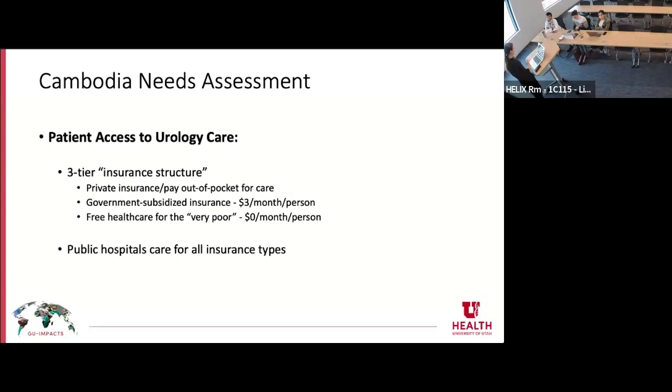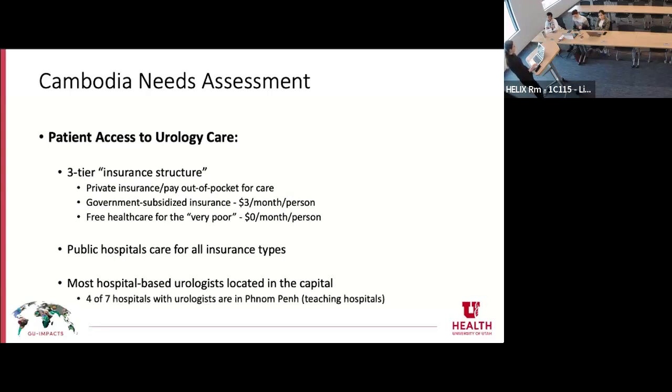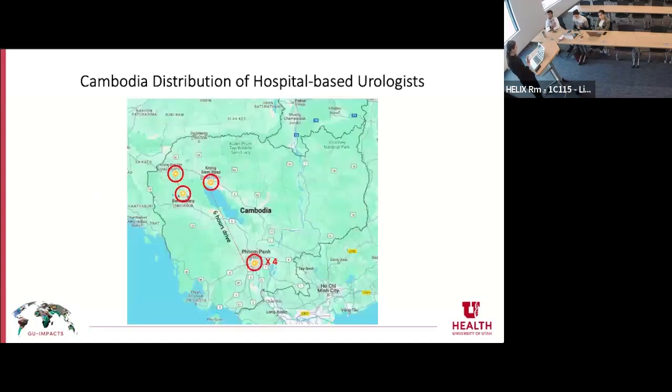Public hospitals care, in fact, for all insurance types. And insurance type really just plays a role in what sort of location, hospital bed room you get in the hospital. Most of the hospital-based urologists in Cambodia are located in the capital. Of those 7 hospitals with urologists, 4 of them are in Phnom Penh, and those 4 hospitals are the teaching hospitals where residents rotate through. So here's a map with a distribution of where those hospitals are. So you can see there's a huge swath of territory in eastern Cambodia where there are no hospital-based urologists.